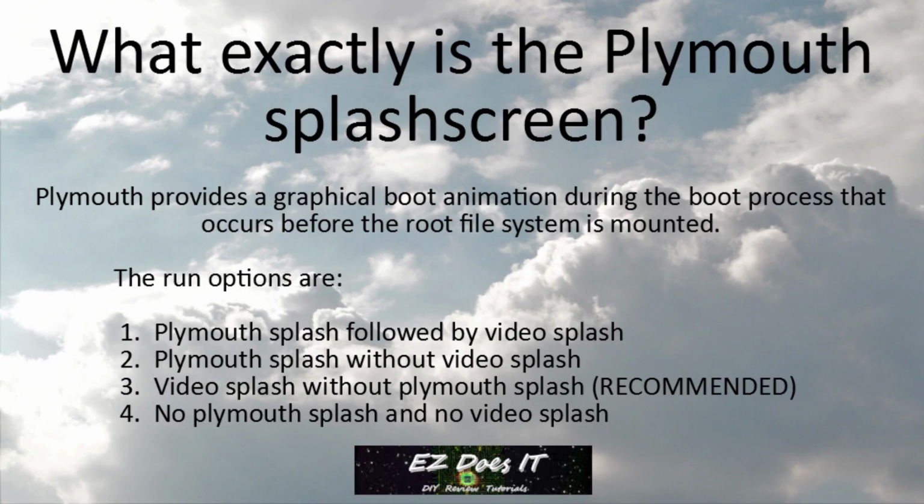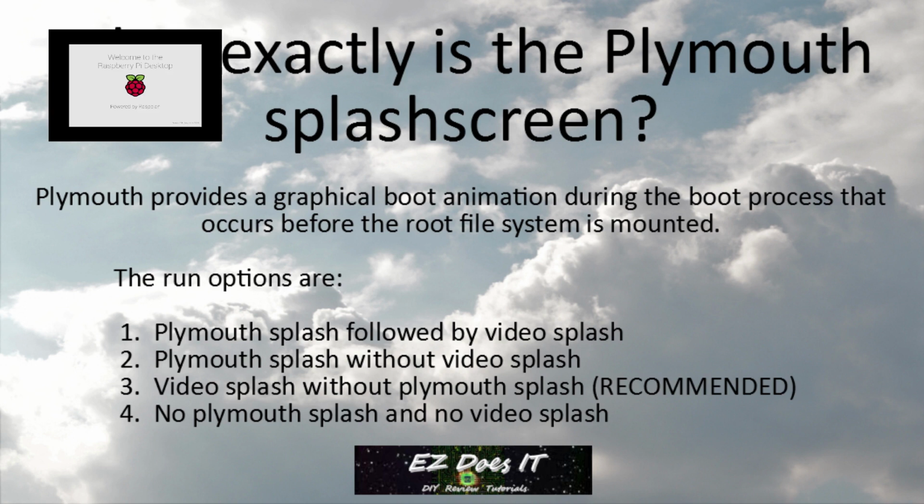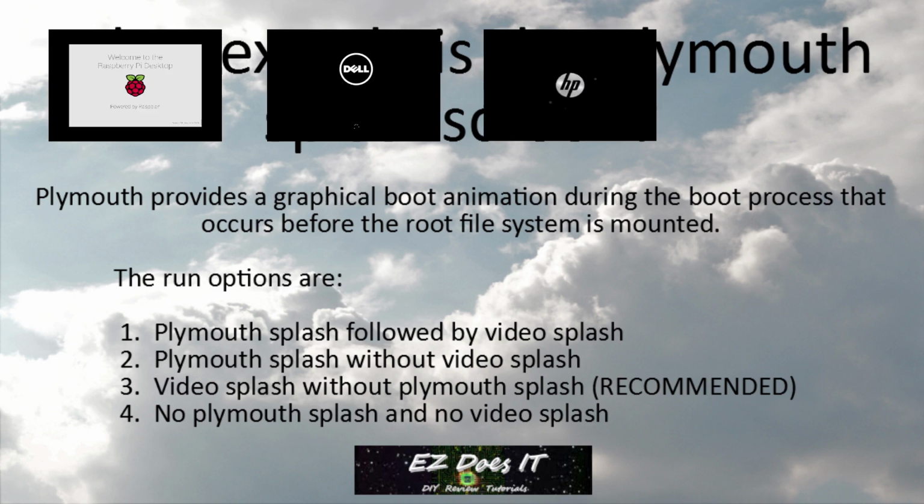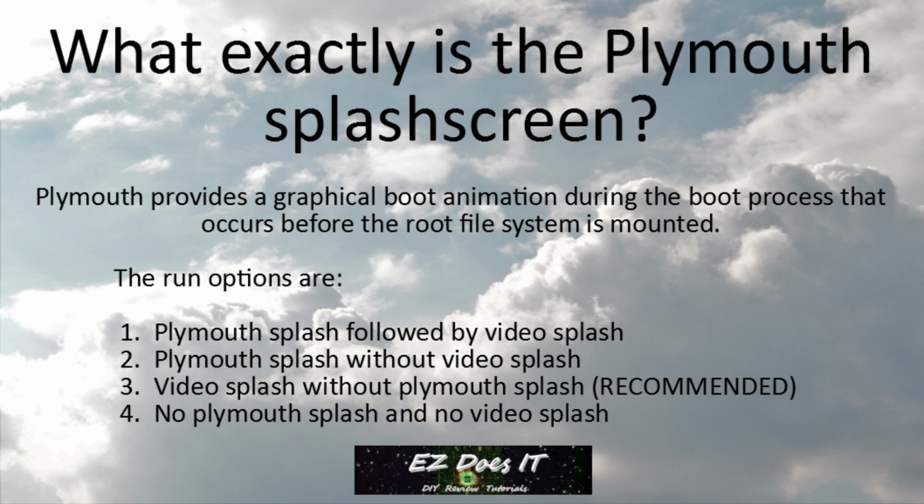In Linux, Plymouth provides a graphical boot animation during the boot process that occurs before the root file is mounted. The Windows equivalent would be the manufacturer's boot screen. I've listed the four ways you can set up your Plymouth below. However, I really recommend you to do number three.